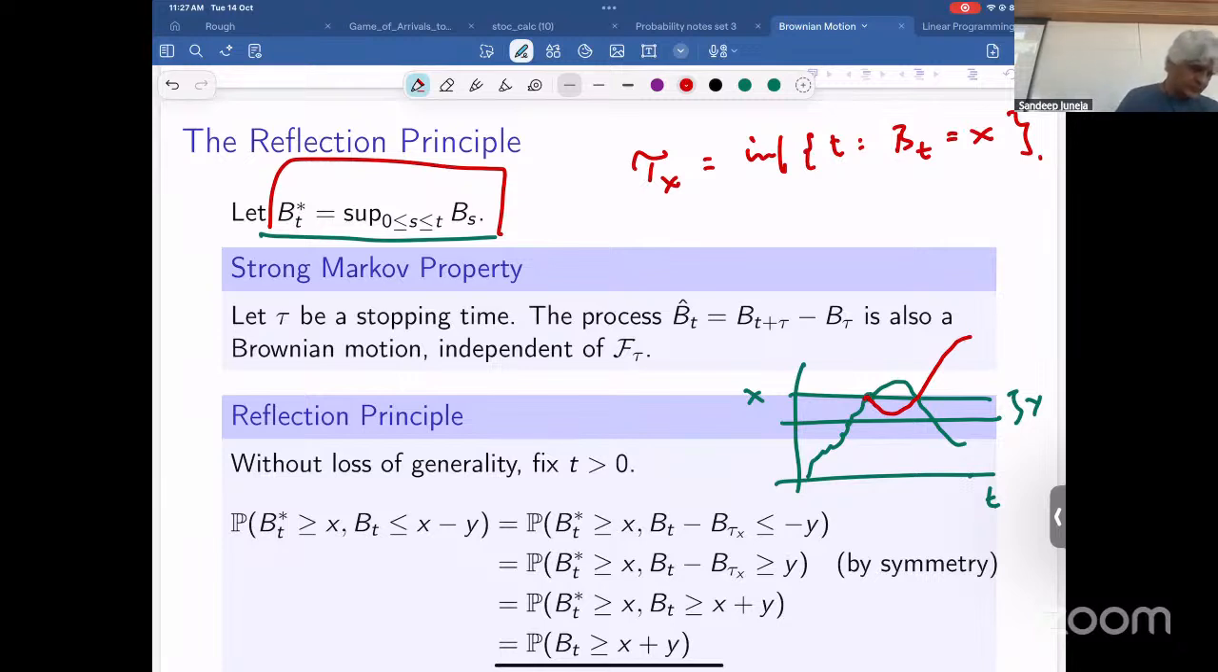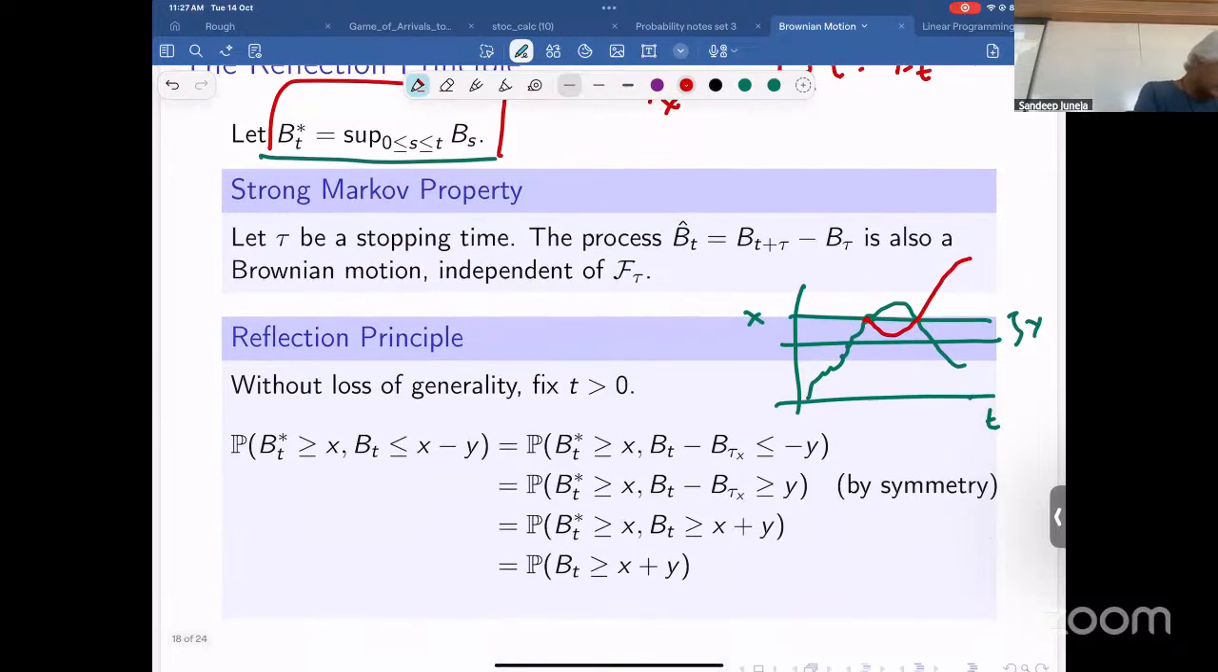Okay, so now we are here. This just means that B_t is bigger than x plus y. And if B_t is bigger than x plus y, then clearly B star_t is bigger than or equal to x. So this is exactly the probability that B_t is greater than or equal to x plus y. So we got this very nice expression.